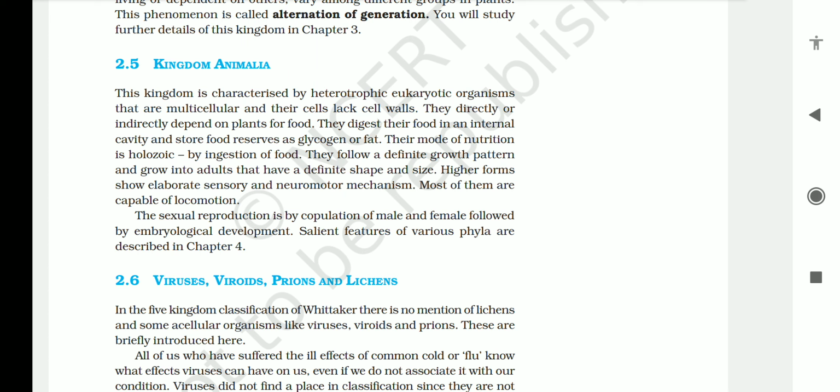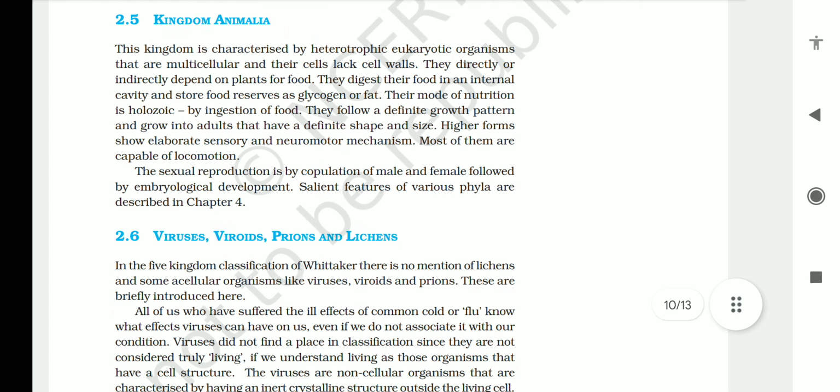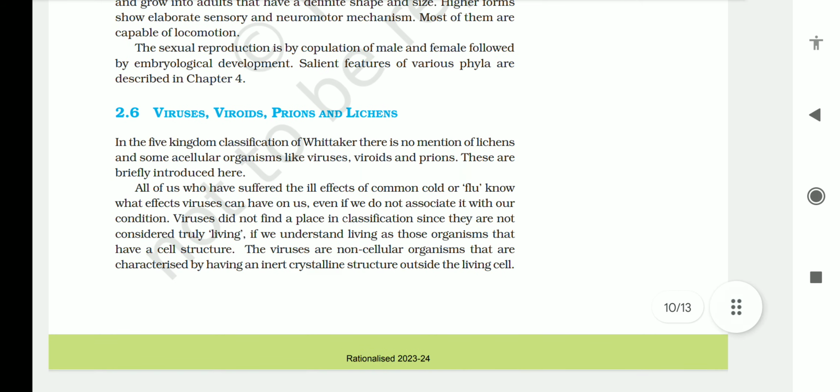Most of them are capable of locomotion. The sexual reproduction is by copulation of male and female, followed by embryological development. Salient features of various phyla are described in chapter 4. 2.6 Viruses, viroids, prions, and lichens. In the five kingdom classification of Whittaker, there is no mention of lichens and some more cellular organisms like viruses, viroids, and prions. These are briefly introduced here.